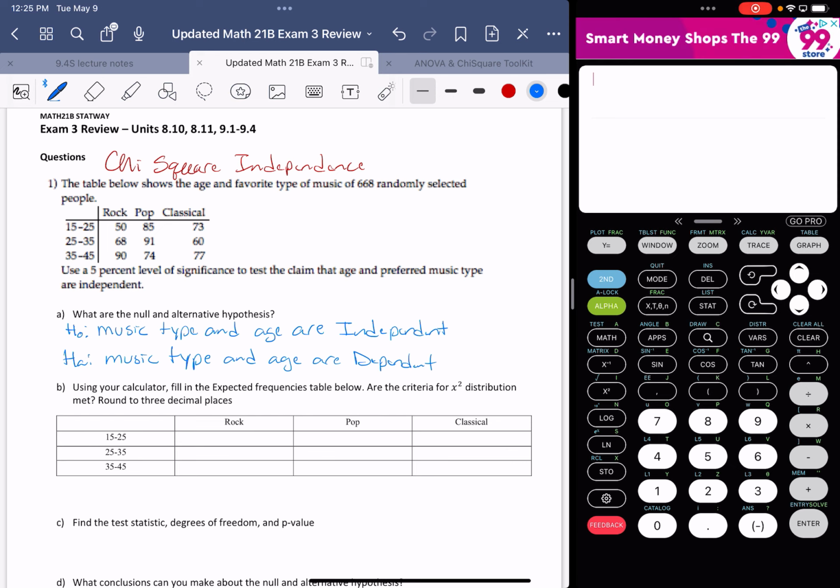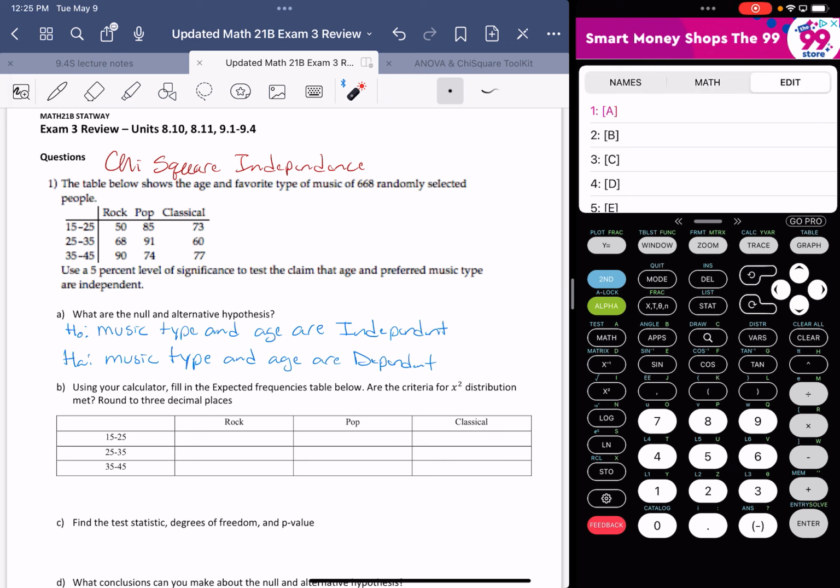Okay. Part B. Using your calculator, fill in the expected frequencies table below. Are the criteria for chi-square distribution met? Round to 3 decimal places. Okay, one thing at a time. Let's first get our expected values. To do so, you need to take the original observed data value from the two-way table and enter that into matrix A. So we're going to do second matrix.